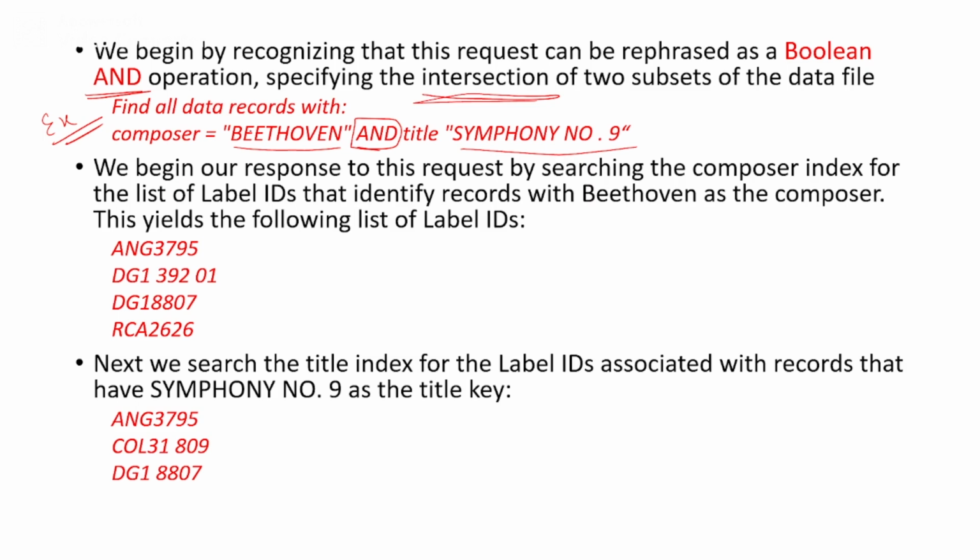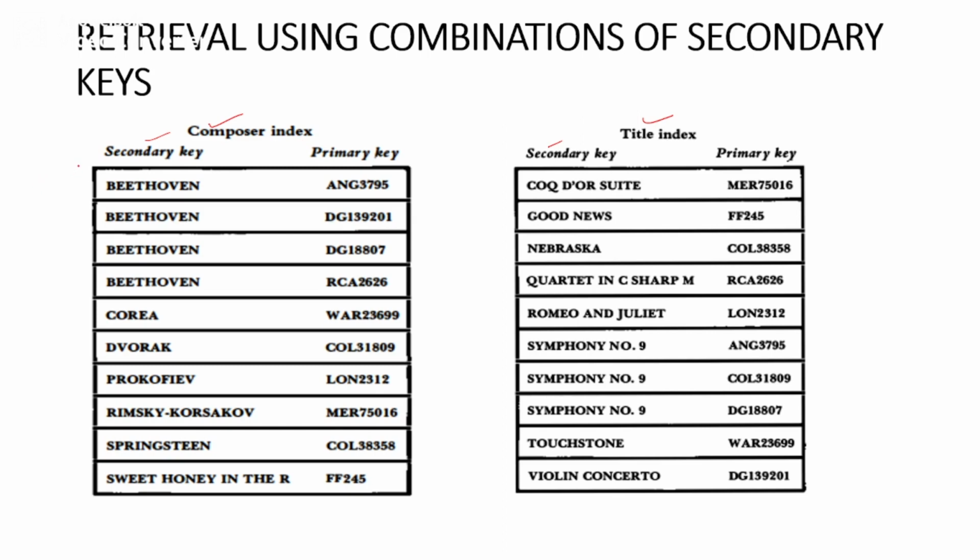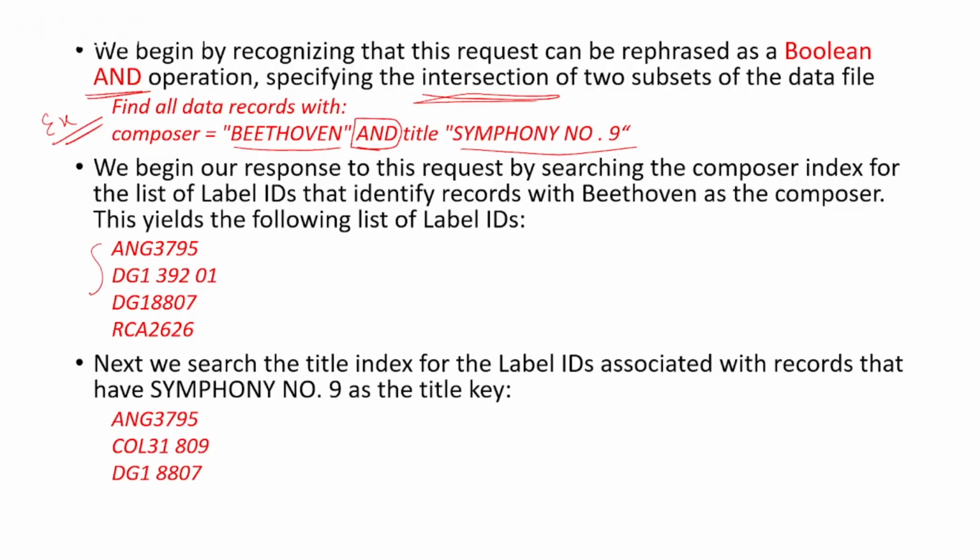Now let us see the first thing, that is composer equal to Beethoven. If you consider this example, these four records are having composer as Beethoven, right? So ANG 3795, DG 139201, DG 18807, RCA 2626. These are the primary keys of those records. So I have written here the four different primary keys of those which are having composer as Beethoven.